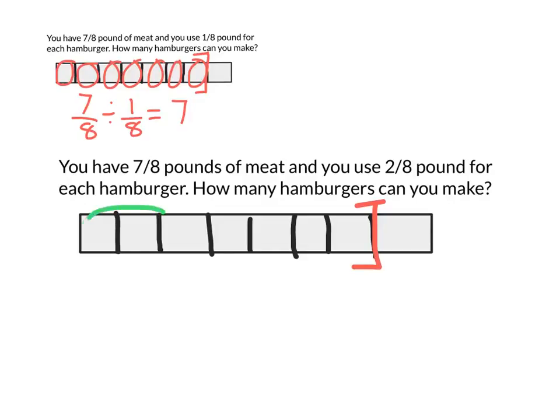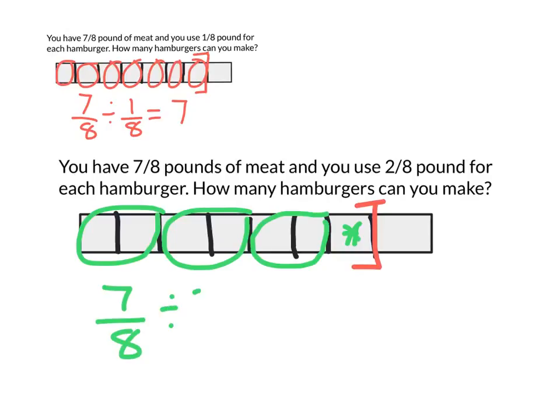So go. It's 2 at a time, another 2 at a time, another 2 at a time, and I have 1 left over. I have 1 out of 2. Therefore, 7/8 divided by 2/8 equals 3, and I have 1 piece out of 2 in my group.